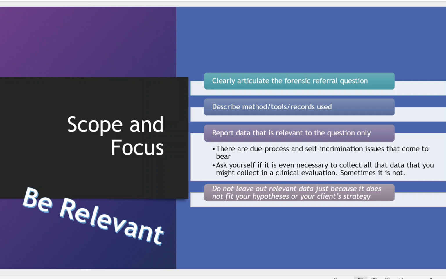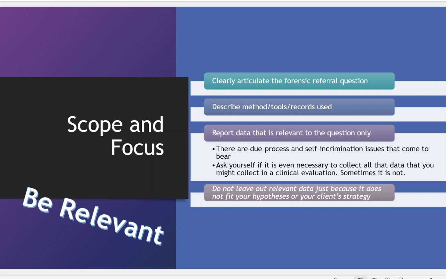The legal question may be repeated multiple times throughout the report to remind the reader of the purpose and explain why we are including specific information or using certain tests. We want to describe the methods, tools, and records used. In the methods/procedures section, we're going to include any assessment tools that we've used.